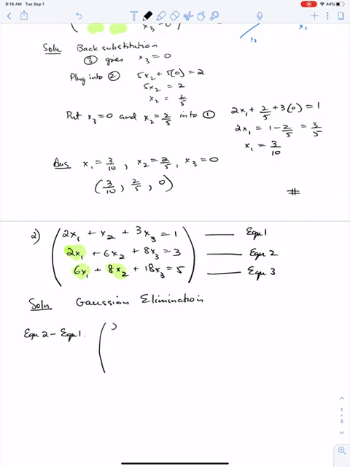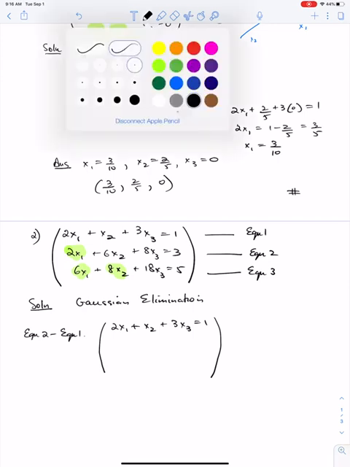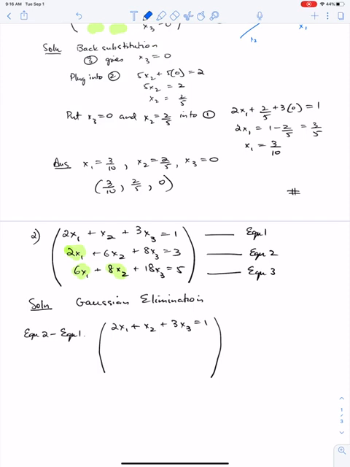So we get 2x1 plus x2 plus 3x3 equals 1. And since it's the first time, it helps to write separately the subtraction process. 2x1 minus 2x1, and you get 0. That's the whole point. 6x2 minus x2 gives you 5x2.